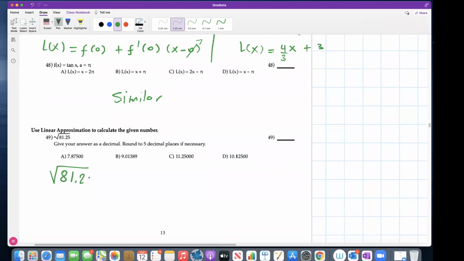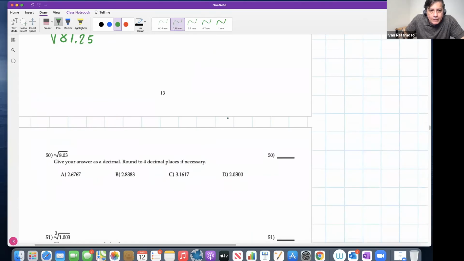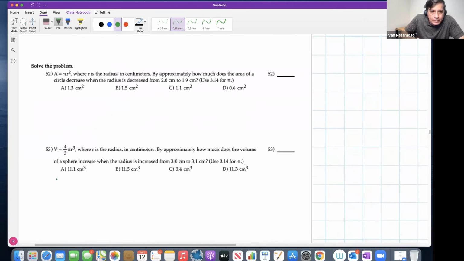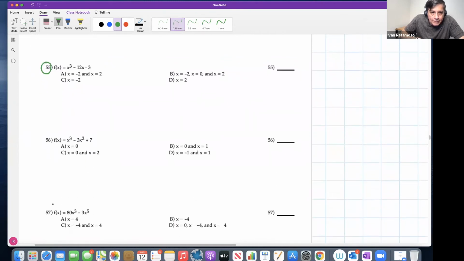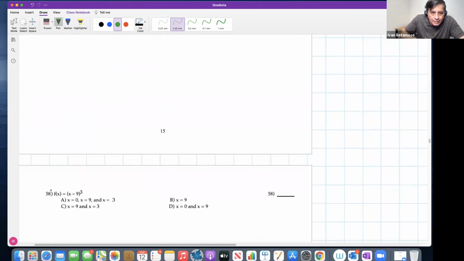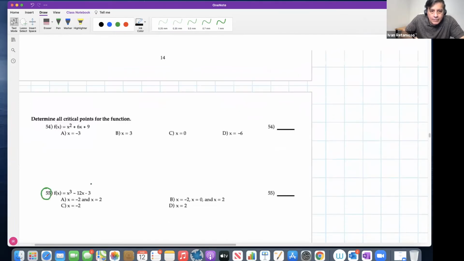Professor, can I give more numbers? Sure. 55 and 58. Yeah, 55 and 58. Let's make sure that we don't skip 55 and 58, right? Yeah, that's it. We will go over that.